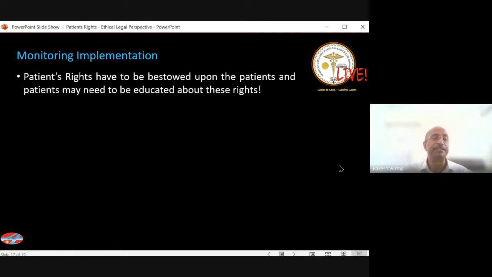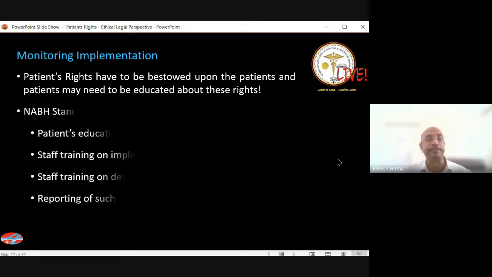So next we look at how to monitor the implementation in the hospitals. The patient's rights have to be bestowed upon the patients, and the patients may need to be educated about these rights. Just like the Election Commission of India keeps educating us about our right to vote, and to vote based on informed judgment, similarly the hospitals are required to educate the patients about the rights that are applicable to them, as also how to report the violations of those rights.